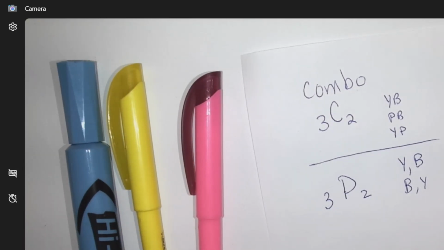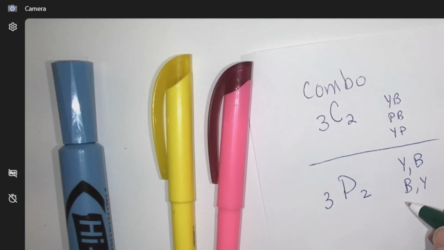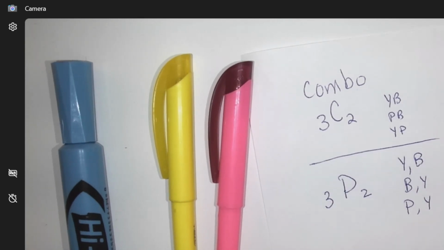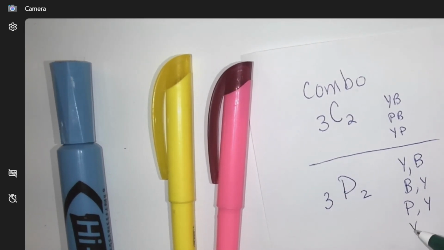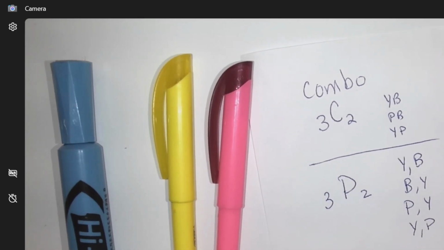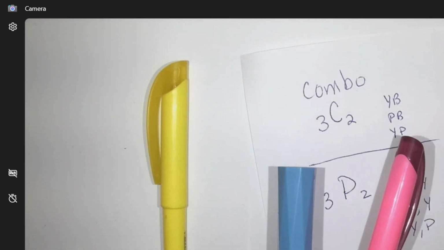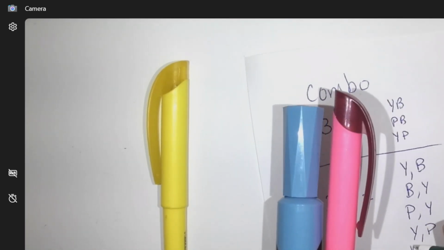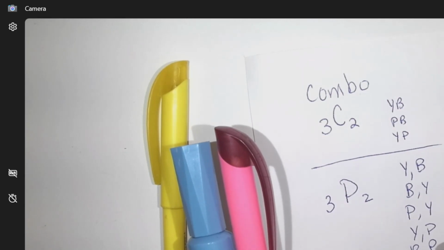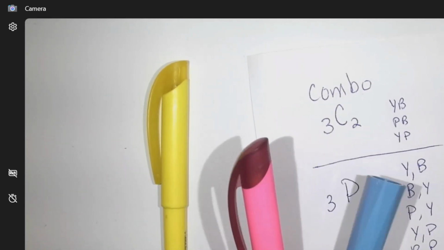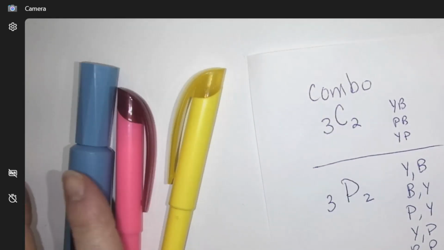Then, what else could I do? I could go with a pink followed with a yellow, or I could switch that and do the yellow and then the pink. And then what else we got? We got blue and pink. So I could do blue, pink, or I could do a pink and a blue. I could change the order of that. So this should be 6, right?